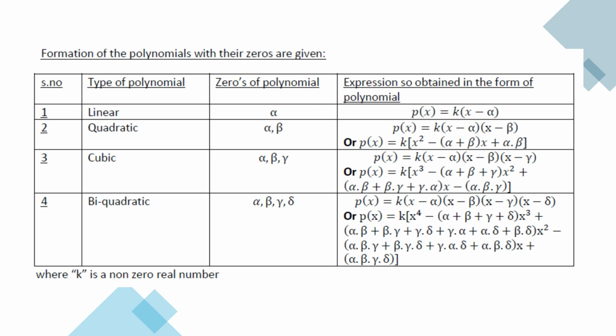Going further, this chart is the formation of polynomials with their zeros. Let's quickly revise this. Linear is the type of polynomial, and its zero is alpha, with the polynomial k into x minus alpha. For quadratic, we have alpha, beta. For cubic, we have alpha, beta and gamma. And for biquadratic, we have alpha, beta, gamma and again delta. As far as your board exams and CBSE grade 10 are concerned, we will be taking linear and quadratic.